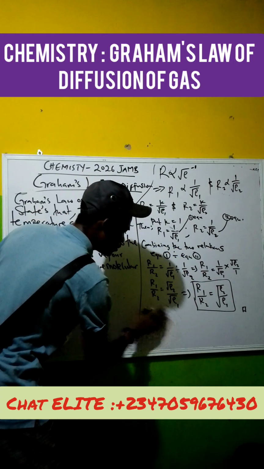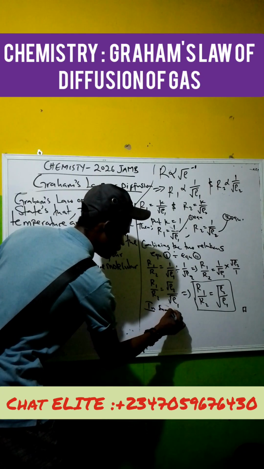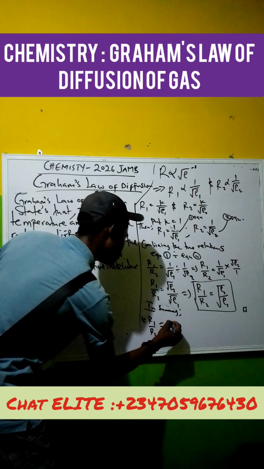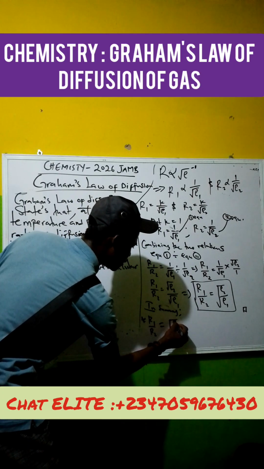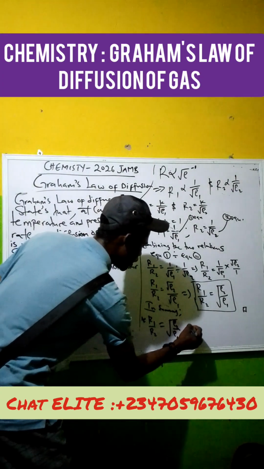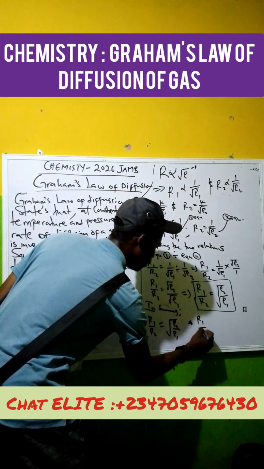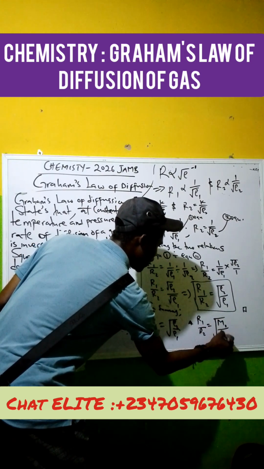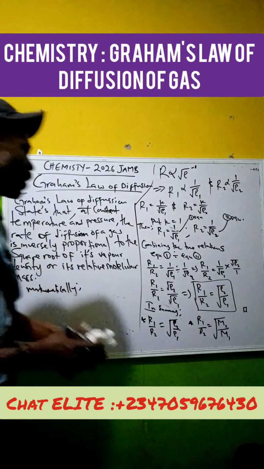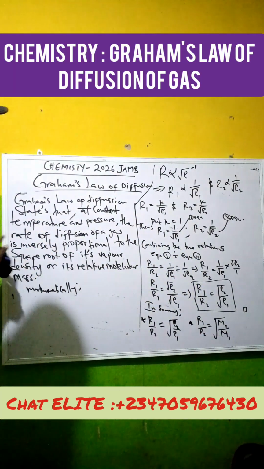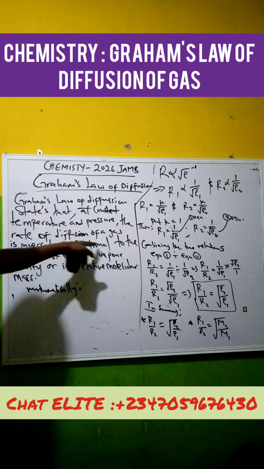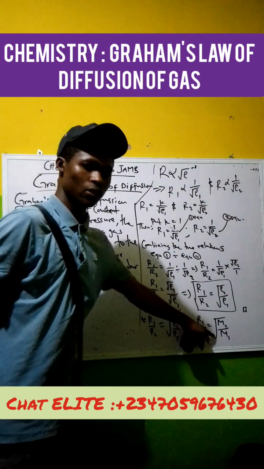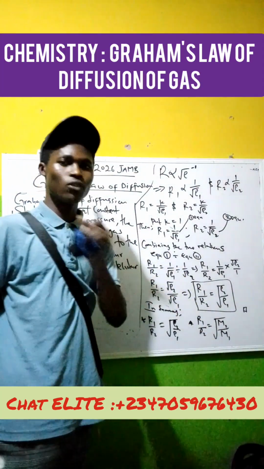Let me just say, in summary, we can have R1 over R2 equals square root of density 2 over density 1, and we can also have R1 over R2 equals square root of M2 over M1. Do you know why we are having M2? M is representing relative molecular mass, because according to them it is either inversely proportional to the square root of its vapor density, which is this, or its relative molecular mass, which is this. So it is either this or this, depending on the questions you are given.